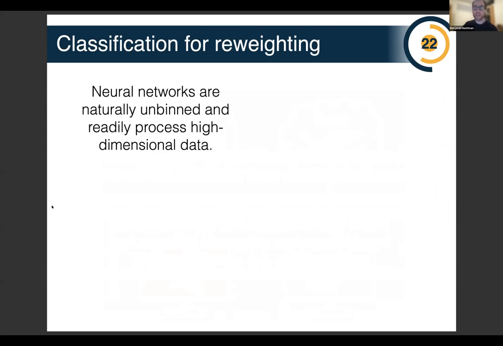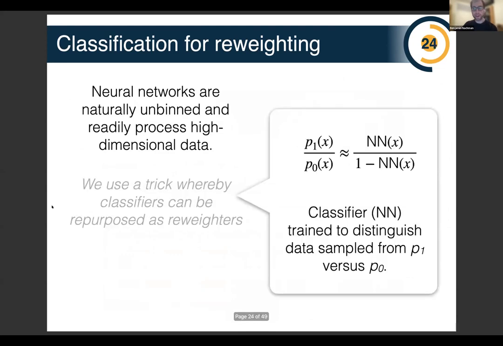Okay, so the reweighting itself is done with neural networks. That's the magic of this approach, because they're naturally unbinned and readily process high-dimensional data. And we use the fact that you can take a classifier trained to distinguish between two samples as a likelihood ratio approximator. So there's this trick that's shown here on the slide. You train a classifier to distinguish two samples. The ratio of the classifier output will allow you to basically estimate the likelihood ratio in an unbinned way.